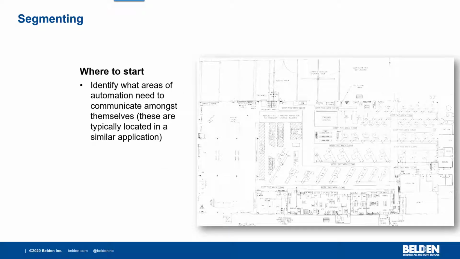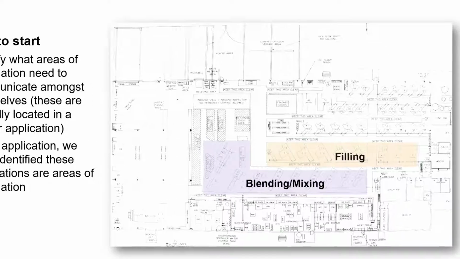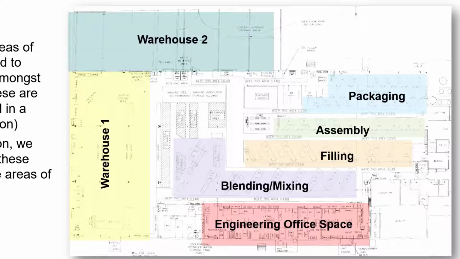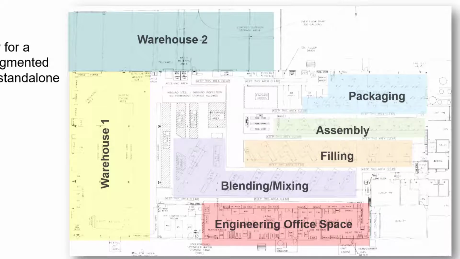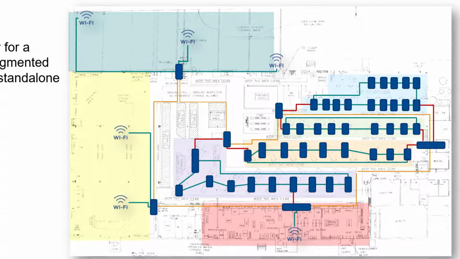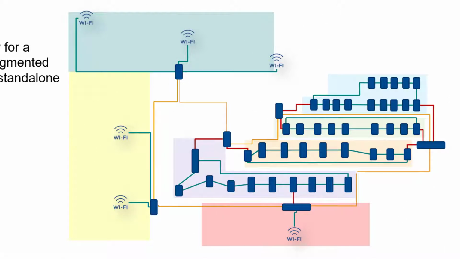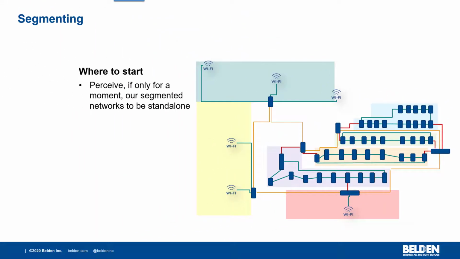So where to start? Well, we've already pretty much identified those areas that have devices that need to potentially talk amongst each other. These are all in the same general physical area and are performing similar tasks. So in our case, we have the blending and mixing line, a filling line, an assembly line, and a packaging area. We then also have the engineering offices and 2 warehouse spaces. As we've laid out our networks, we'll assume that each of these areas will almost exclusively be communicating within their area and application. So assuming this, one can perceive these as virtually isolated or segmented networks.